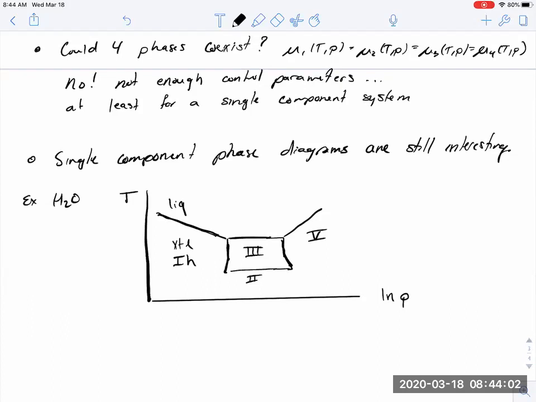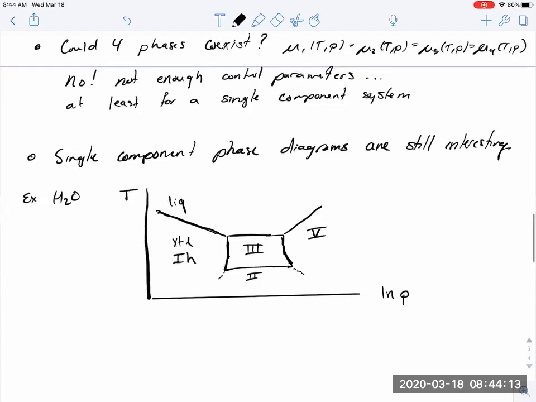And while at no point can 4 phases coexist, there are many triple points in this phase diagram. It's interesting to note that people speculate that down here is another phase, the mythical ice 9, made popular by Kurt Vonnegut.